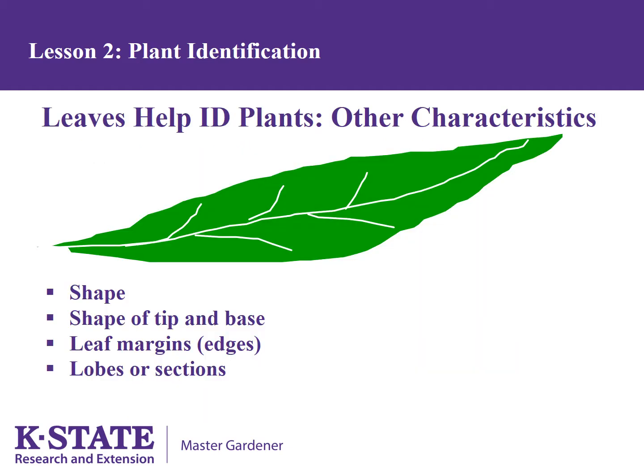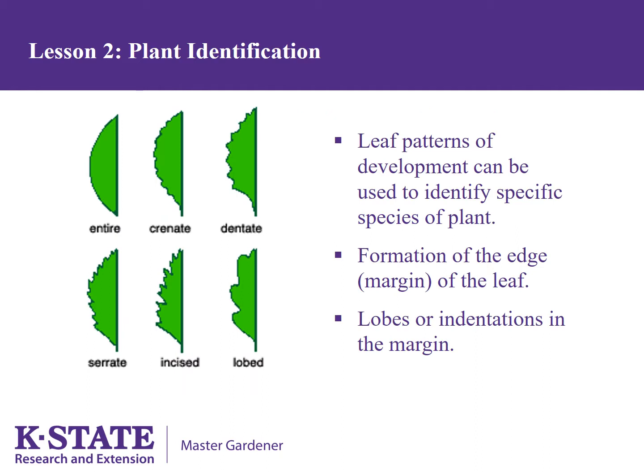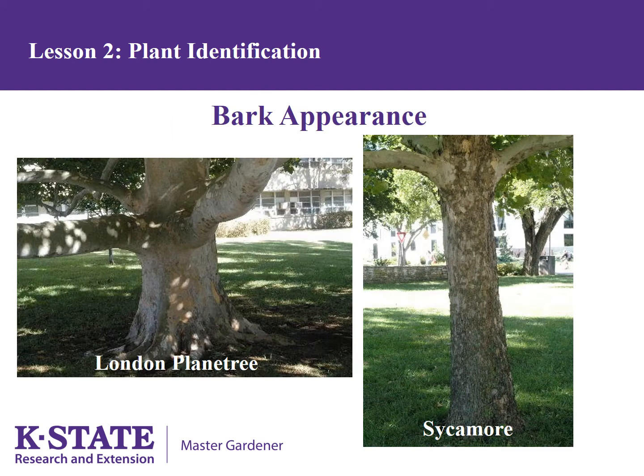Other characteristics that can be used to identify a plant include leaf characteristics such as overall shape, shape of the tip, base, leaf margins, and whether the leaf has lobes or sections. Even the leaf margin can help, as there are a number of different patterns that are helpful in ID. You do not need to know these terms, but realize they are used in identification. Bark appearance can also be helpful.